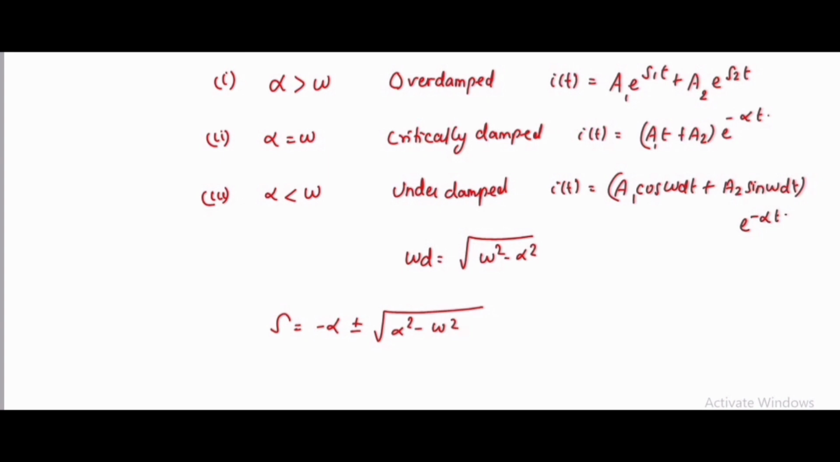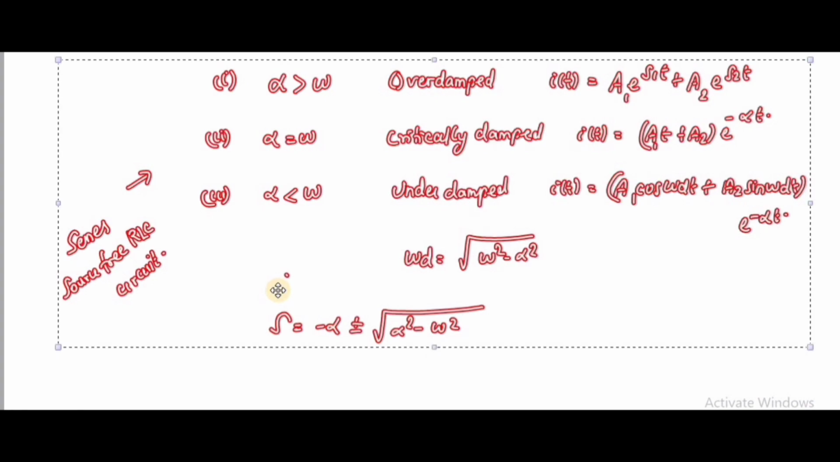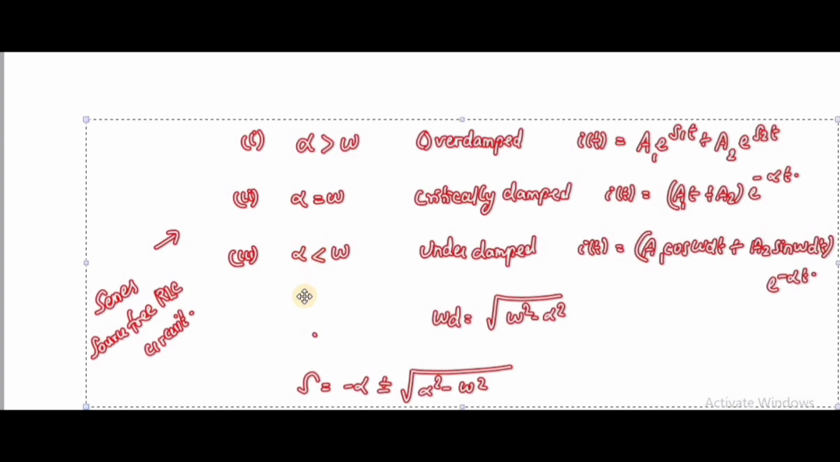So this is the condition we have derived, and i(t) is equal to (a1 cos omega_d t plus a2 sin omega_d t) into e power minus alpha t, where omega_d is equal to root of omega square minus alpha square, and s is equal to minus alpha plus or minus root of alpha square minus omega square. This is the condition for a series source-free RLC circuit, so this has to be applied only for this one. Since it is a series RLC circuit, alpha is equal to R divided by 2L.